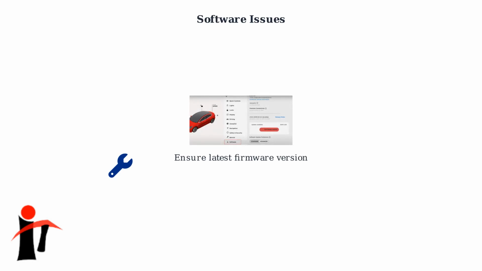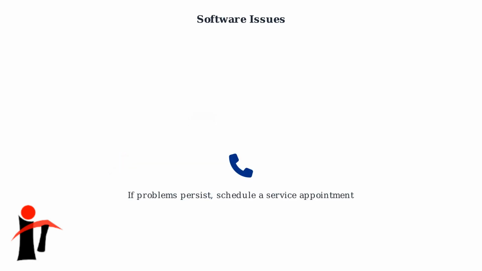For software issues, ensure your Tesla Model 3 is running the latest firmware version to resolve potential bugs or compatibility problems. If problems persist despite these advanced solutions, schedule a service appointment with Tesla for comprehensive diagnostics and repairs.